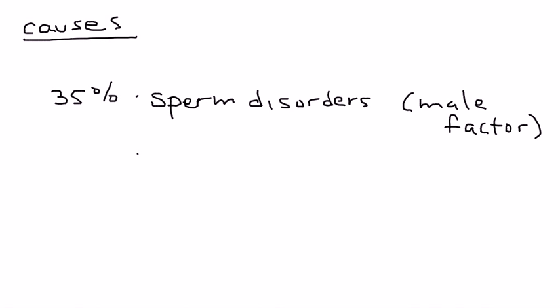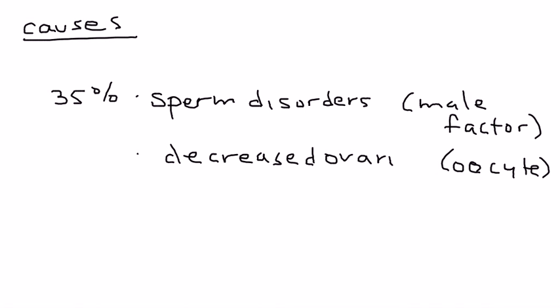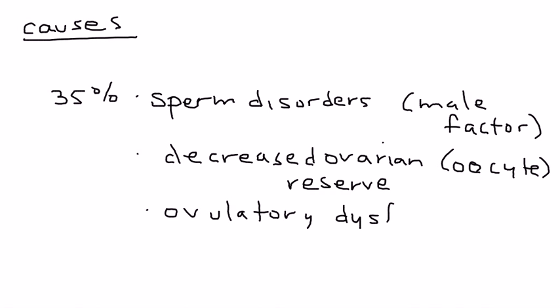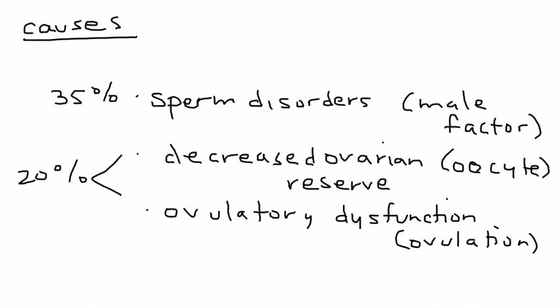The next one is problems with either the egg, also known as the oocyte, with decreased ovarian reserve, or the ovary just doesn't have as many eggs as it normally would, or a problem with actually having enough eggs but they're not being secreted, ovulatory dysfunction, improper ovulation. And that together makes up about 20% of the cases of infertility.